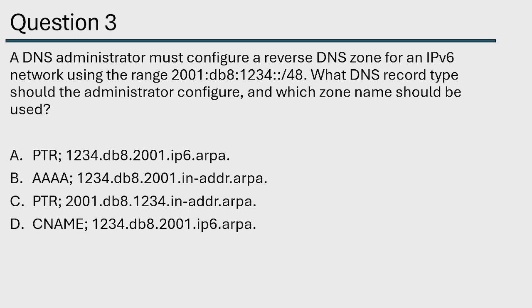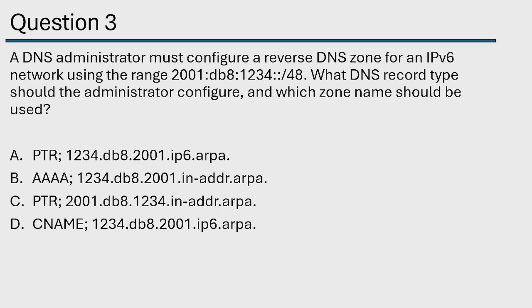What DNS record type should the administrator configure, and which zone name should be used? What do you think about that? Well, let's get rid of some. Let's answer the first one. PTR 1234 DB8 2001 IPv6.ARPA. You'll notice all 4 of them have .ARPA at the end, which is a good indication that ARPA is probably true.